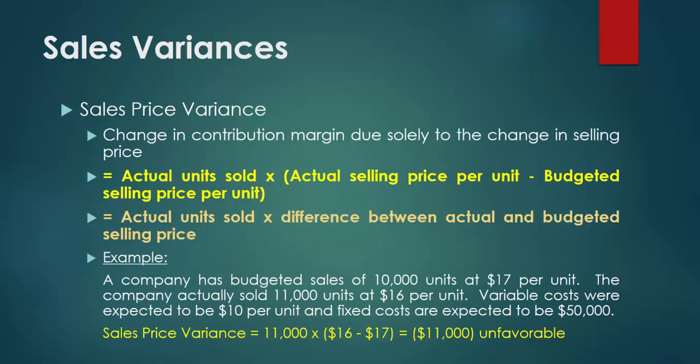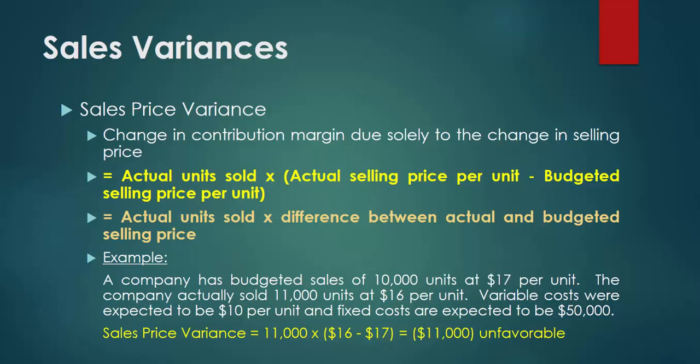The sales price variance is the change in contribution margin due solely to the change in selling price. This equals the actual number of units sold times the actual selling price per unit minus the budgeted selling price per unit. Another way to think of this a little bit more simply is the actual number of units sold times the difference between the actual and budgeted selling price.